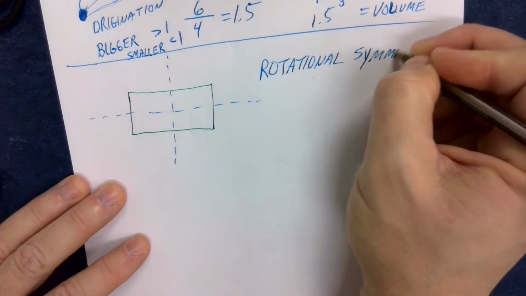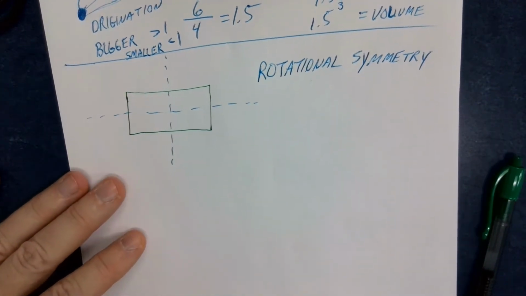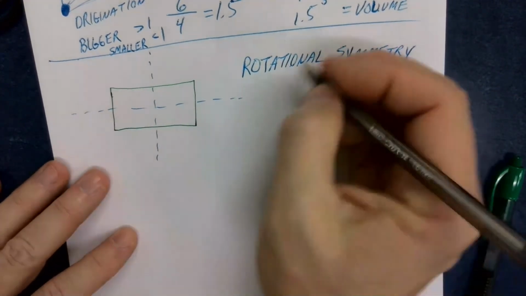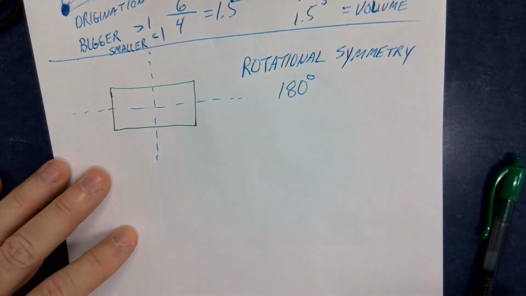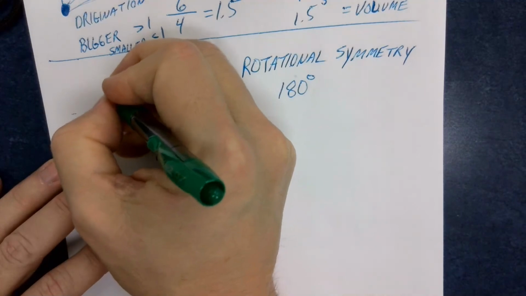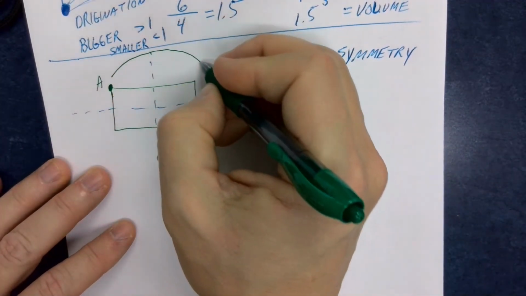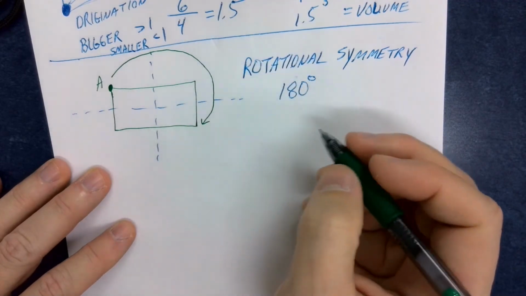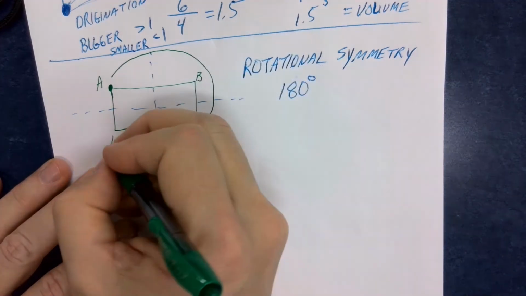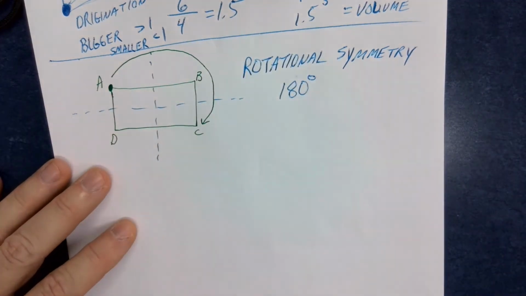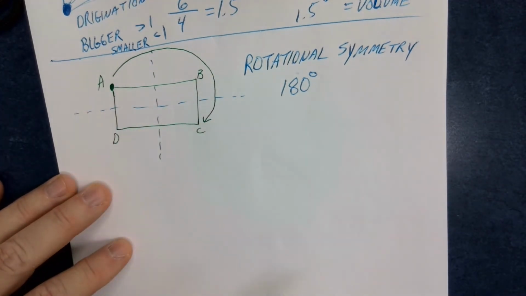And when we talk about rotational symmetry, we refer to it in terms of how many degrees it takes to rotate directly on top of itself. So this one would have rotational symmetry of 180 degrees. Because I could take this point right here, A, and swing it all the way around to here, C. We'll make this B, this one D. That A could rotate all the way to C, but it'd have to rotate 180 degrees for all the points to lie on top of all the other points. Is that good?